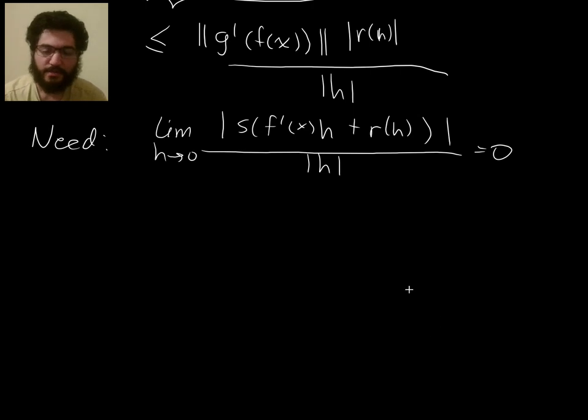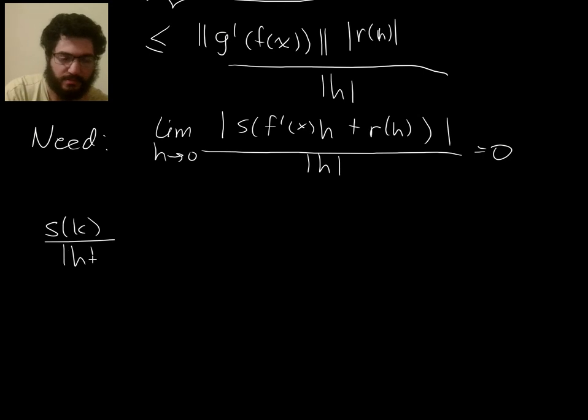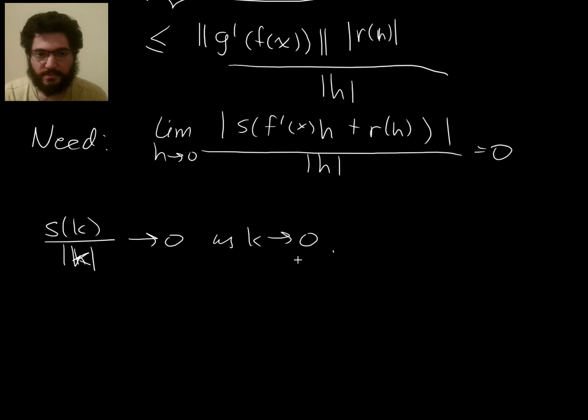I don't know if there's a really very good way to avoid getting our hands dirty with epsilons and deltas for this one. So, I mean, somehow we have to use the fact that s(k) over k goes to 0 as k goes to 0. So let's just do it with epsilons and deltas.